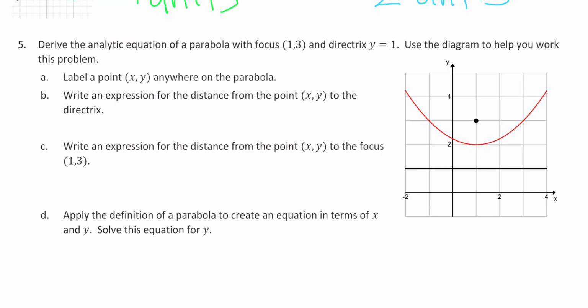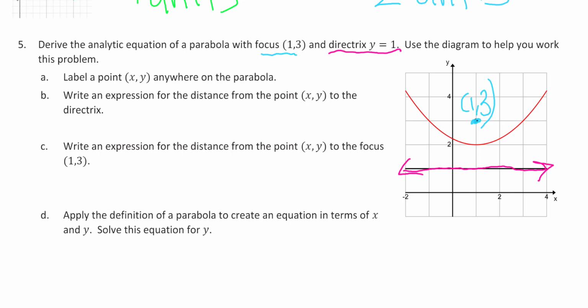Okay, so we're going to take a look at question 5. Derive the analytic equation of a parabola with a focus of (1, 3). So we know it has the focus at (1, 3). That's this point right here on the graph. The directrix is y equals 1. That's this line right here. It says use a diagram to help you work this problem.